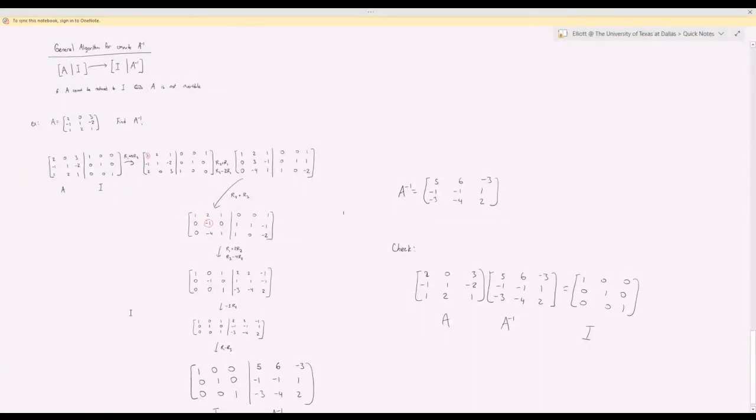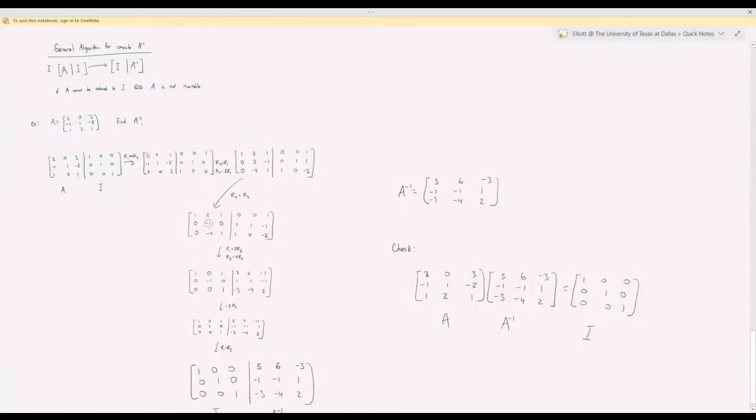All right, so I want to start today's review by looking at the very last example that we did last time. So last time I ended with this example where we were given this matrix A, and we needed to find the inverse of A.